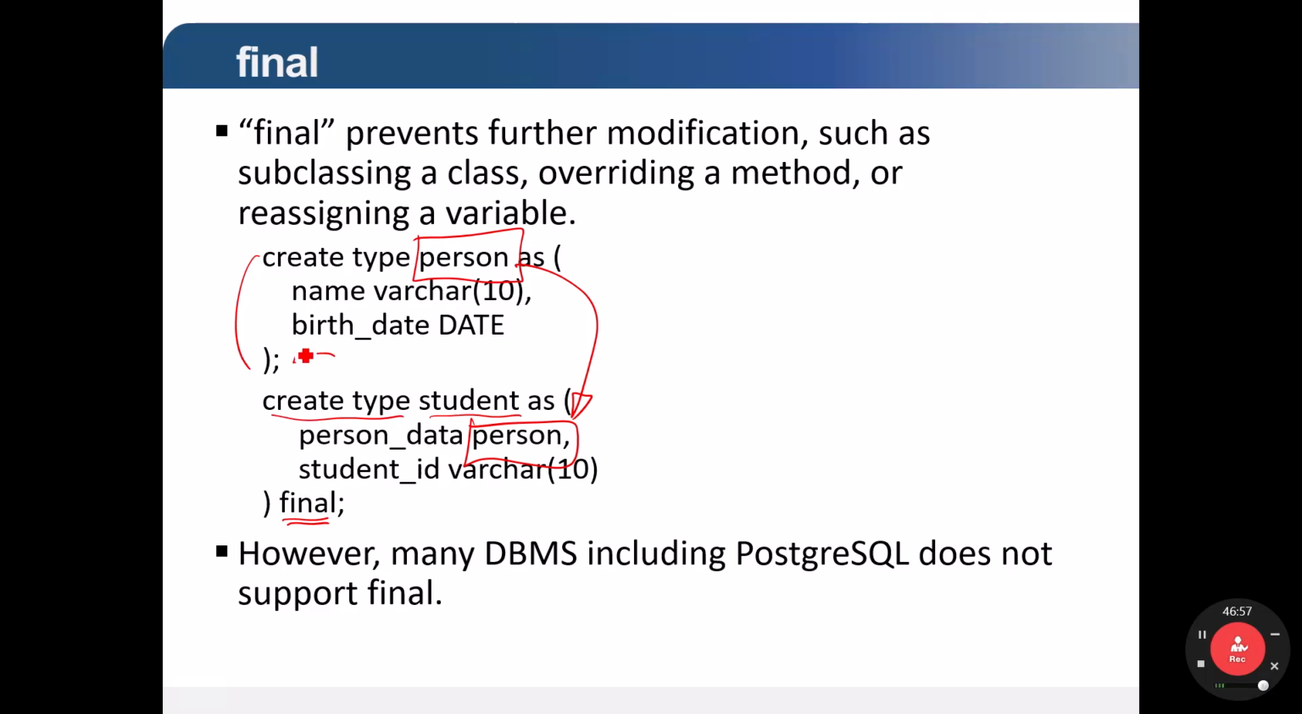Without final, here we don't have final, right? When final is missing, the data type can be used to define another data type. But when there is final, this type cannot be used to define a new data type. This is not allowed when there is final. That's what final means.